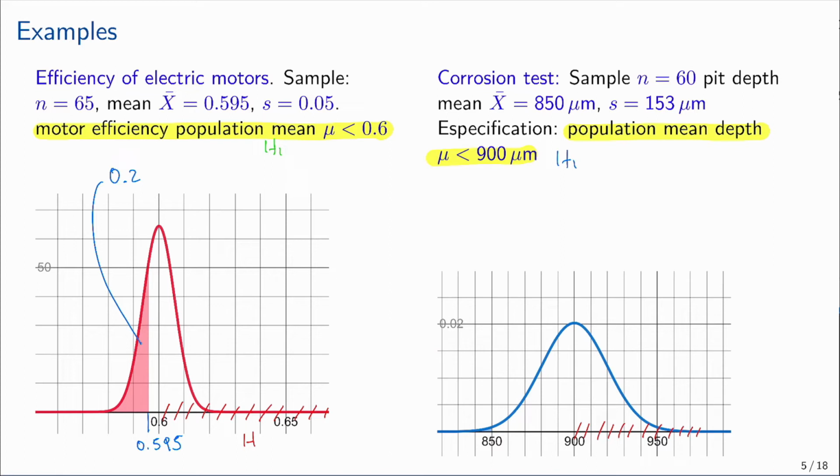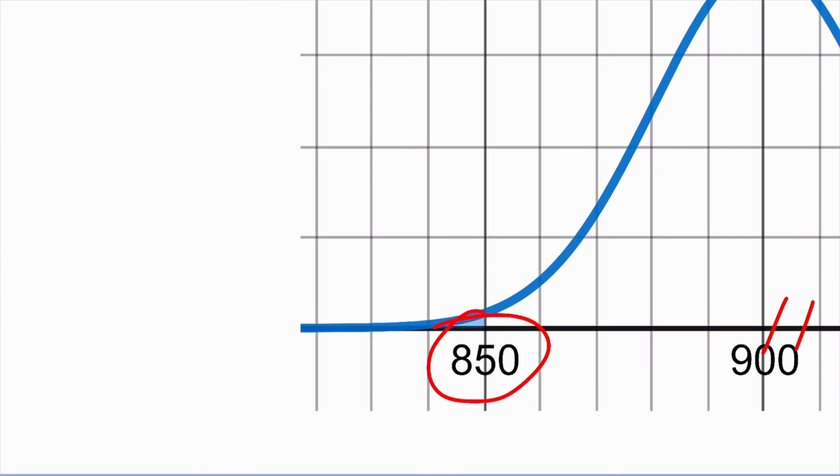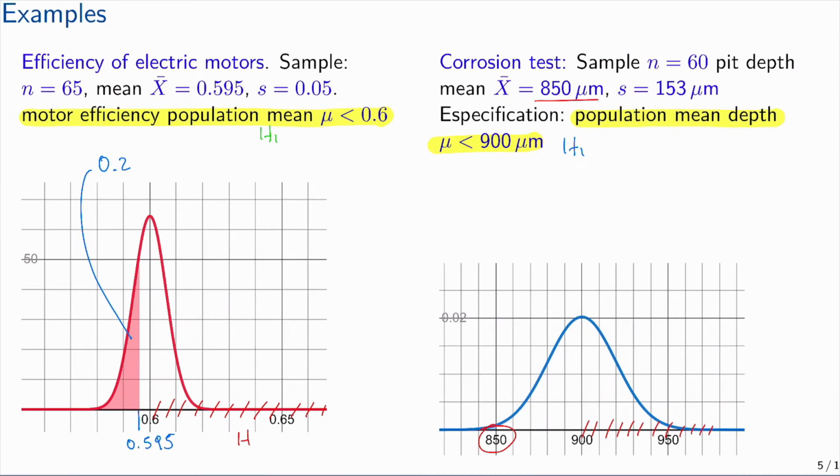but when we compute the probability of 850, which is the value in the sample, we can see that the area underneath the curve is much smaller with respect to the problem before. That is equal to 0.0057, which is much less than 5%, and therefore we can reject the null hypothesis, and the alternative hypothesis is true. So the population mean depth is less than 900.